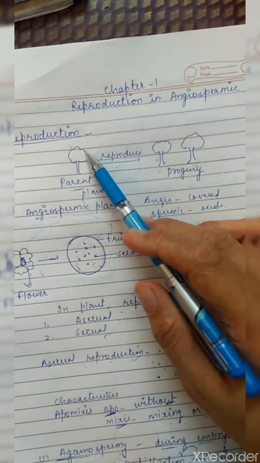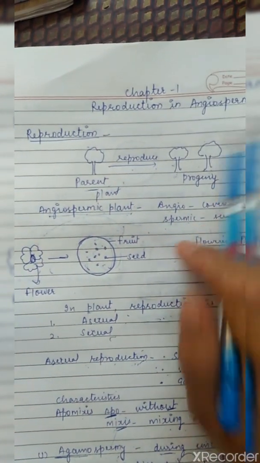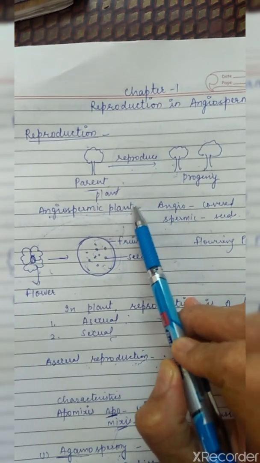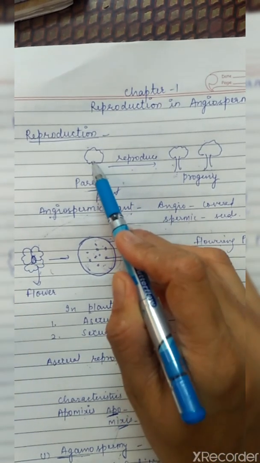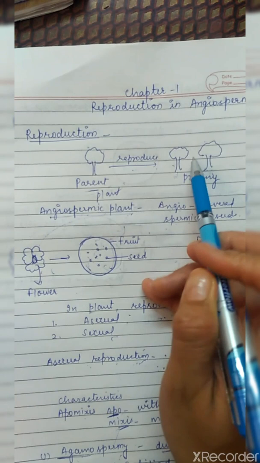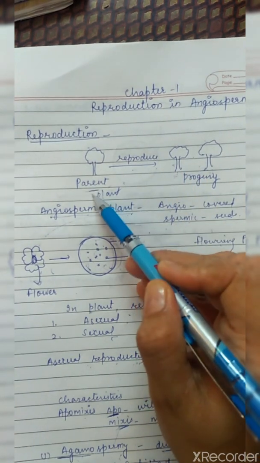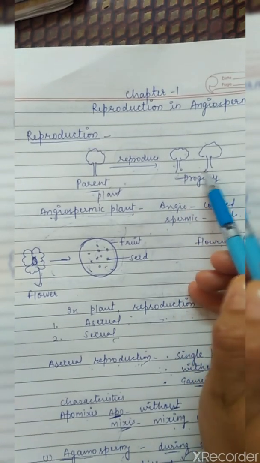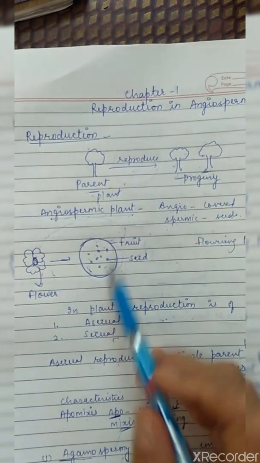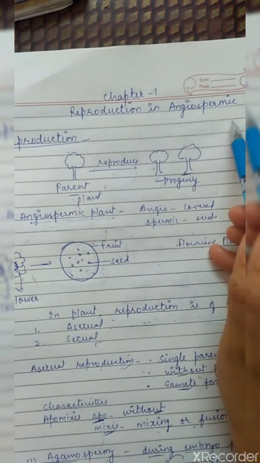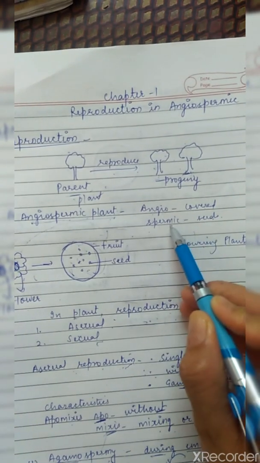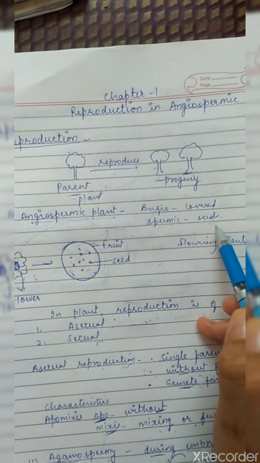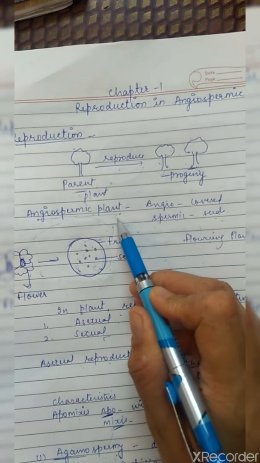What is reproduction? It is one of the important processes by which every living organism makes a copy of itself. Similarly, in plants, the parent plant reproduces progeny of its own kind. What is an angiospermic plant? Angio means covered, spermic means seed. Covered seeded plants are called angiospermic plants.